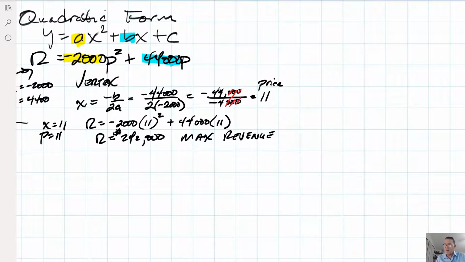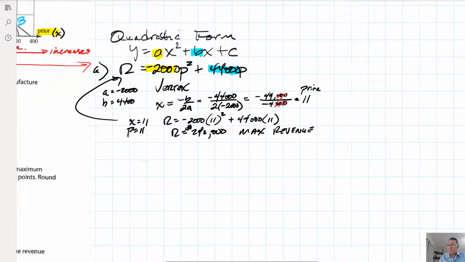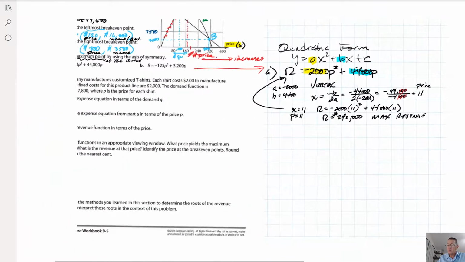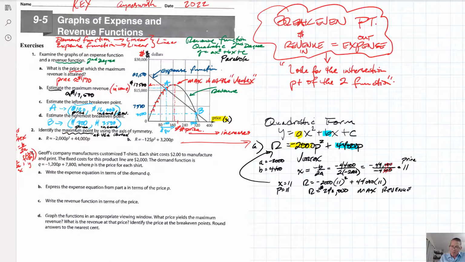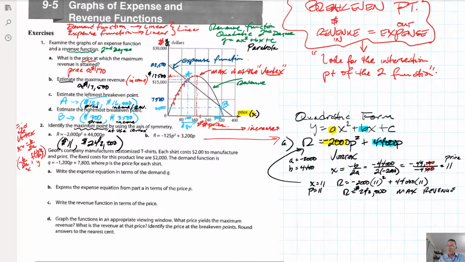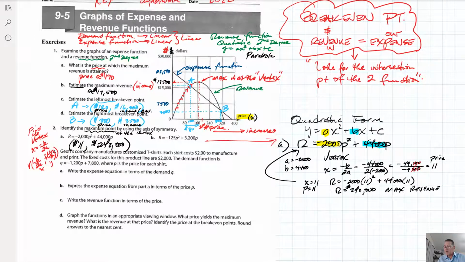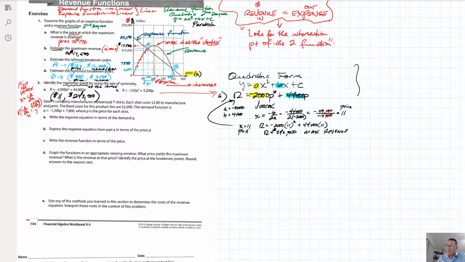Okay, so let's go back to the problem here. So the maximum occurs at a price of $11, and the maximum revenue is big, $242,000. Okay, price and then revenue. And make sure you understand which is which, okay? I'm going to be asking you guys to interpret all the time. The price is $11, the maximum revenue is the y coordinate, and that, in this case, represents $242,000.